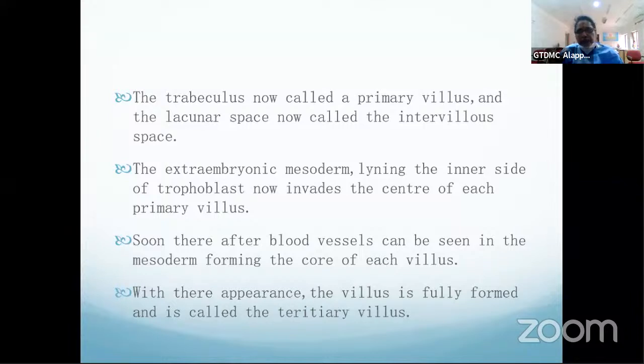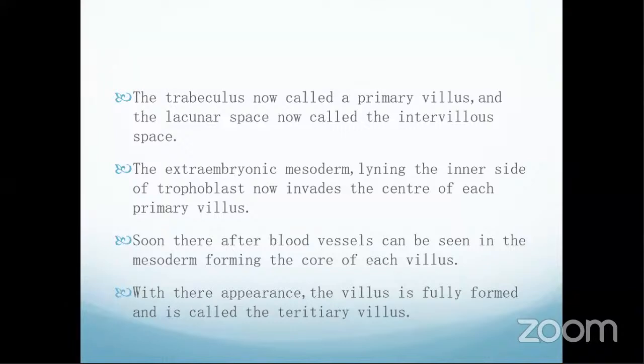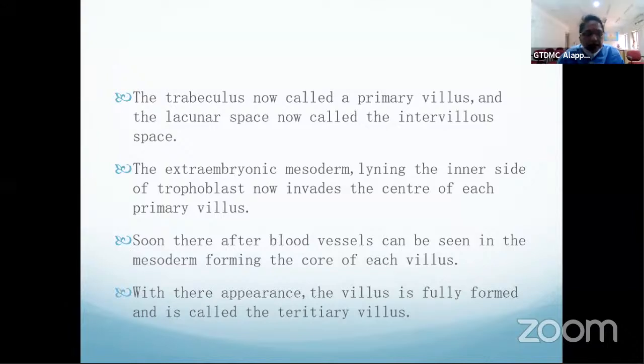First the cytotrophoblast grows into the syncytium trabeculae. Now the extraembryonic mesoderm lining the inner side of the trophoblast invades the center of each primary villus. So you can imagine the primary villus as the cytotrophoblast covered by the trabeculus, then covered by the lacunar space. Soon thereafter, blood vessels can be seen in the mesoderm forming the core of each villus. With their appearance, the villus is fully formed. That is called the tertiary villus.